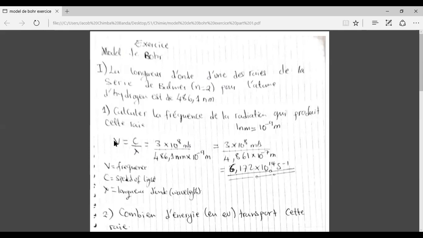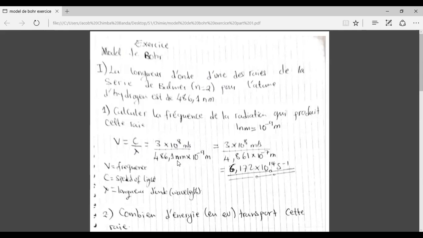So you know that there's this formula which says ν, which is frequency, is equal to c over λ, where c is the speed of light, and λ they have already given us. Then we can easily find our frequency. You should always know that frequency is in s⁻¹. And for you to find frequency, c is 3 times 10 to the power 8, divided by your λ, which is 486.1 nanometers.